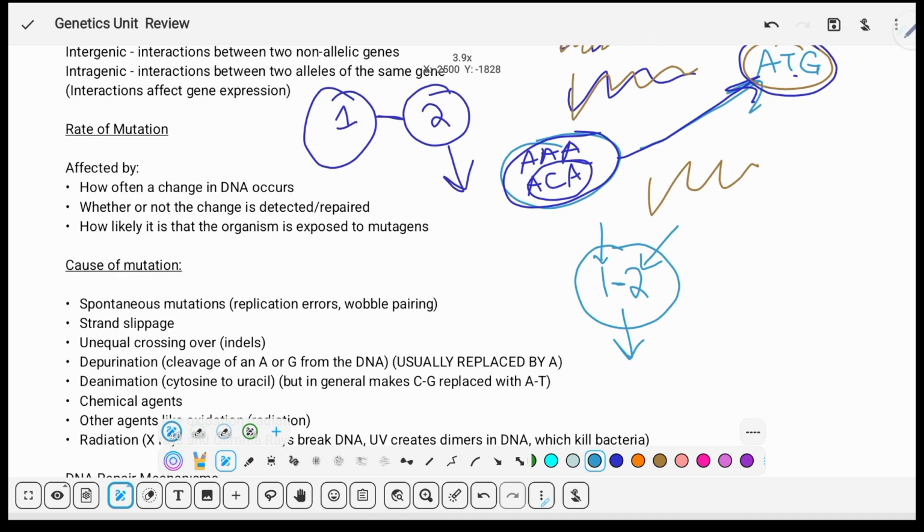Okay, so we also have rate of mutation. Rate of mutation is affected by how often a change in DNA occurs, whether or not the change is detected and/or repaired, and how likely it is that the organism is exposed to mutagens. What are mutagens? Mutagens are things that up the rate of mutation. So stuff like radiation. That's why we don't like to do a ton of X-rays, or why Marie Curie eventually died of the radiation she was exposed to, because it damages our DNA. So that's a mutagen.